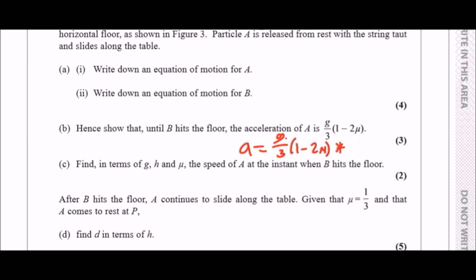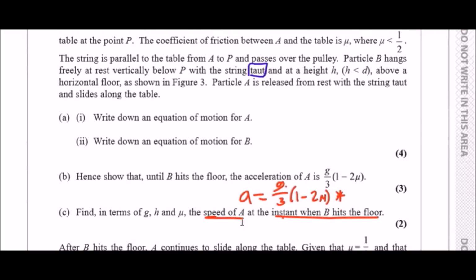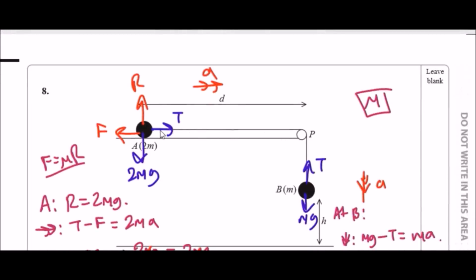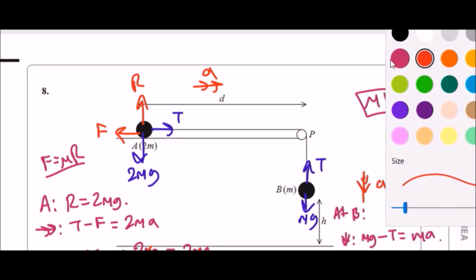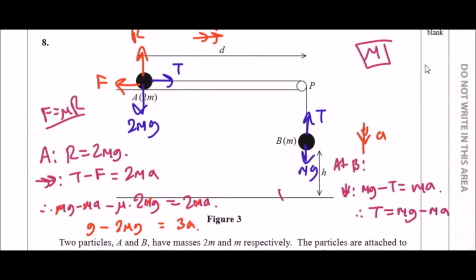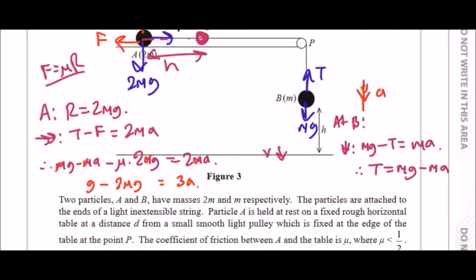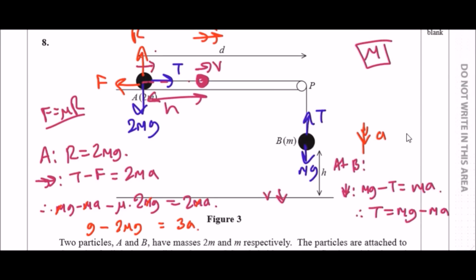Okay, let's look at part C now. Find, in terms of g, h and mu, the speed of A at the instant when B hits the floor. All this is effectively saying is find the speed, because we know the string is taut, so A and B are moving at the same time. As B hits the ground, its speed will be the exact same as the speed of A. A would be somewhere here, having traveled a distance of h, and this will be its final speed. Remember, the particle is released from rest, so the initial speed was 0. As soon as B moves, A moves.